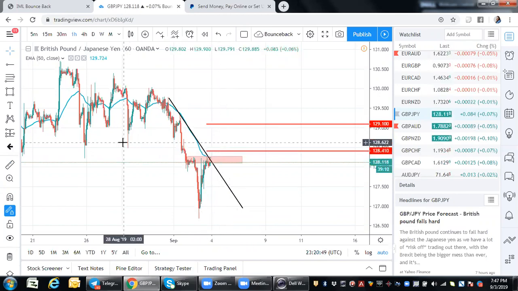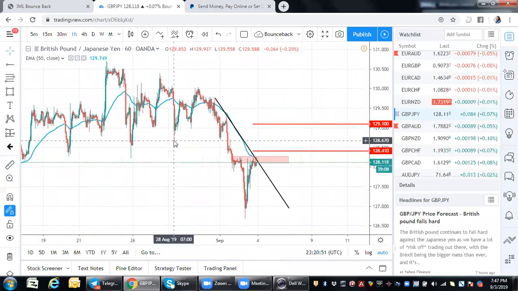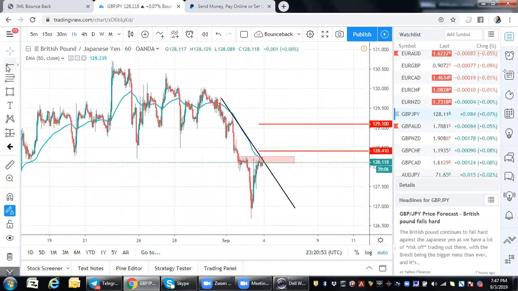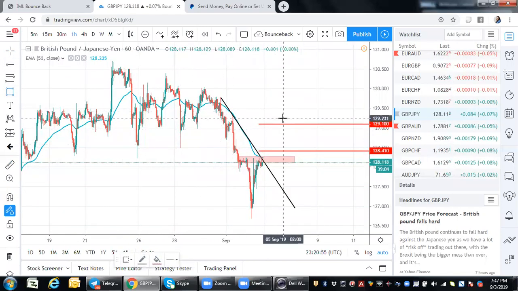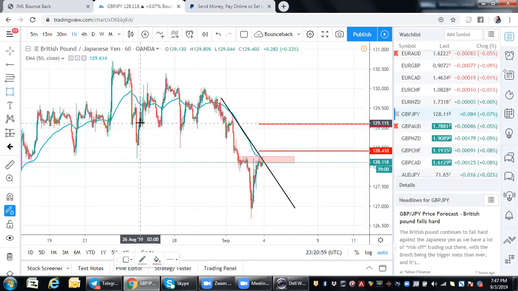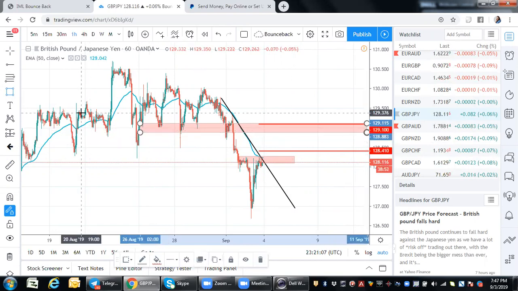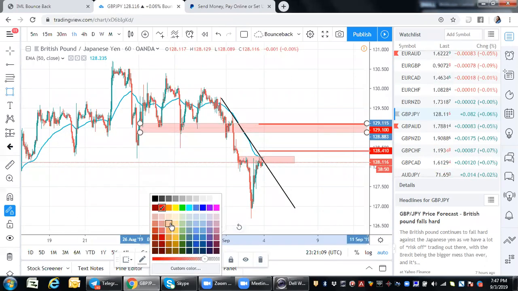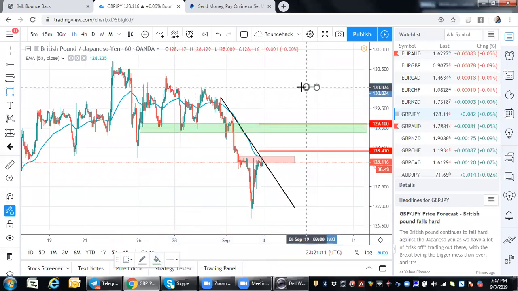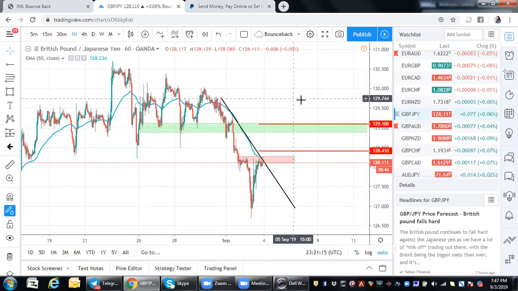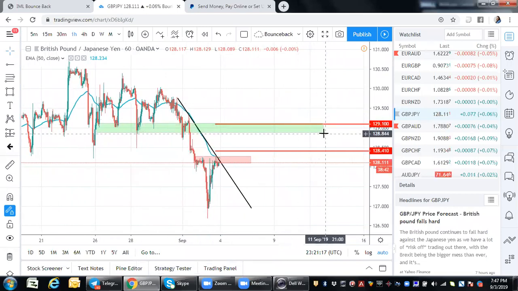So where will we trade this to? You could trade it up until where bounce back had called the original buy, which will also be a structure point. So I would put it around here, and I'm going to change the color to green. So this is your take profit zone right here.